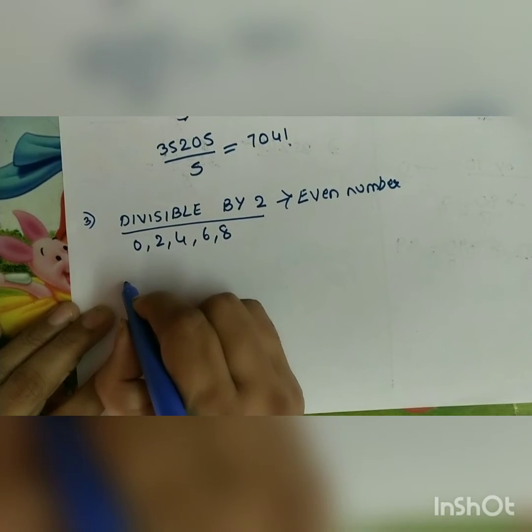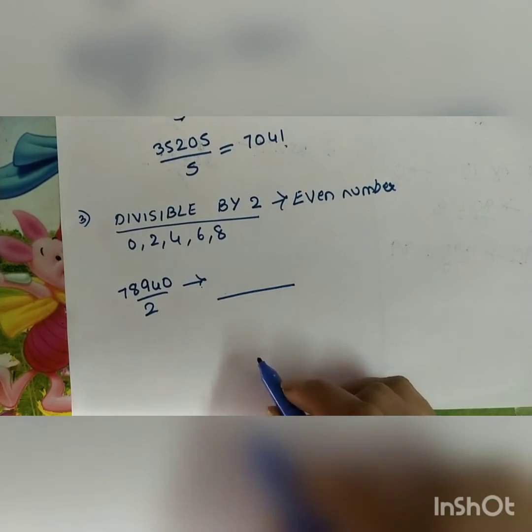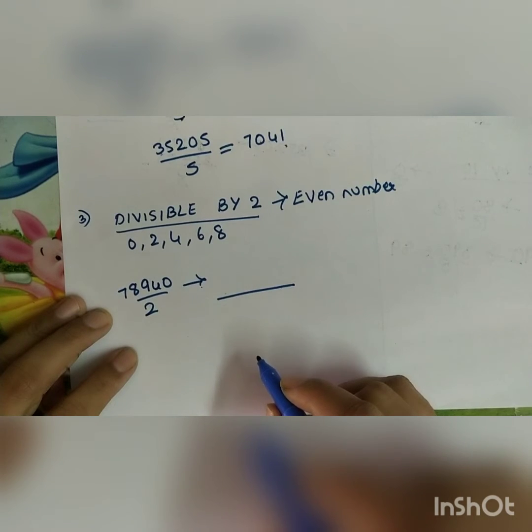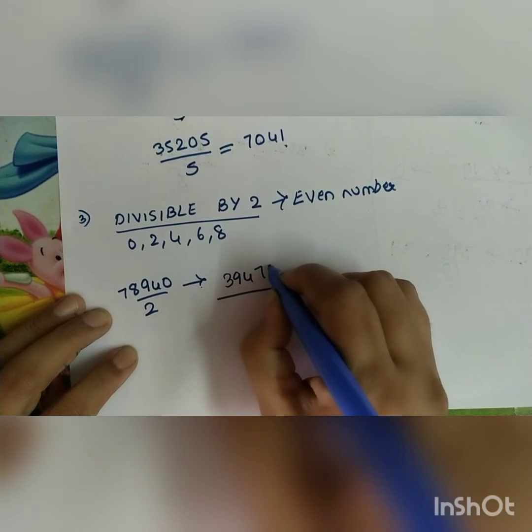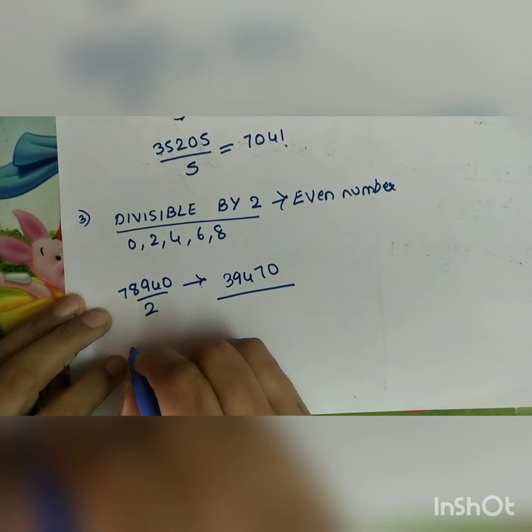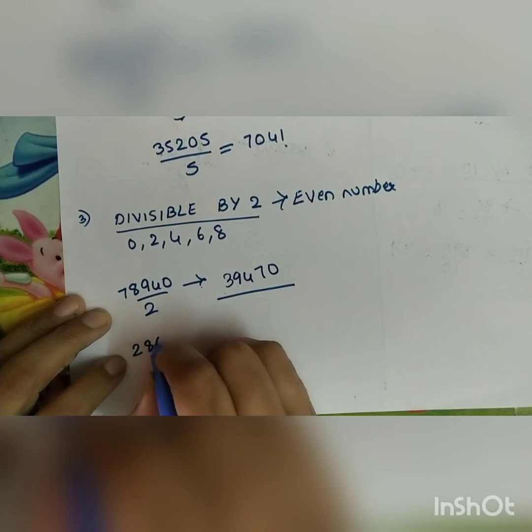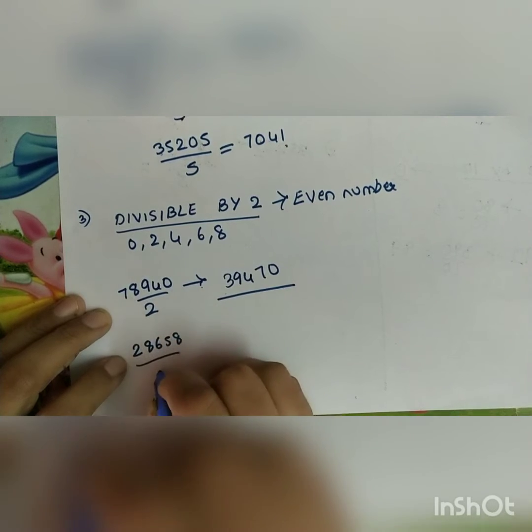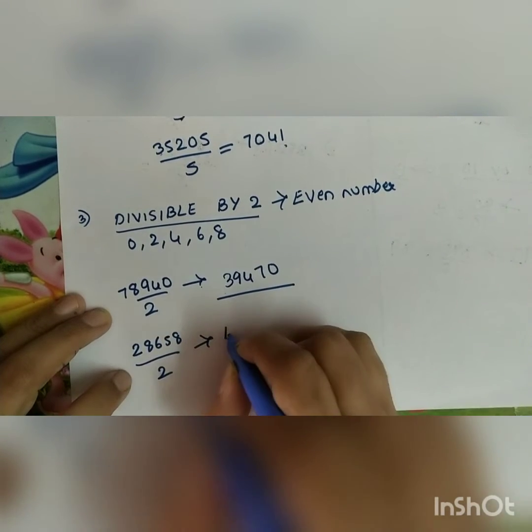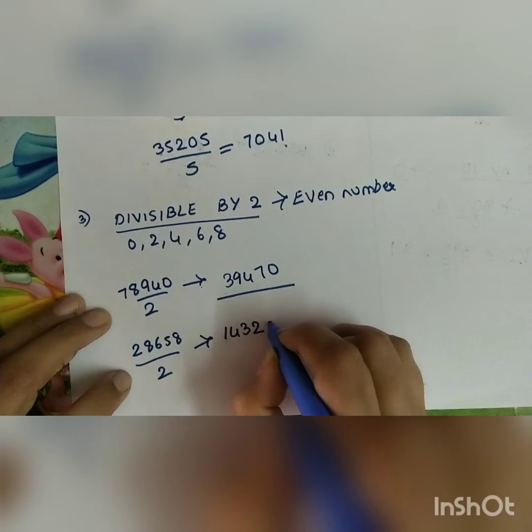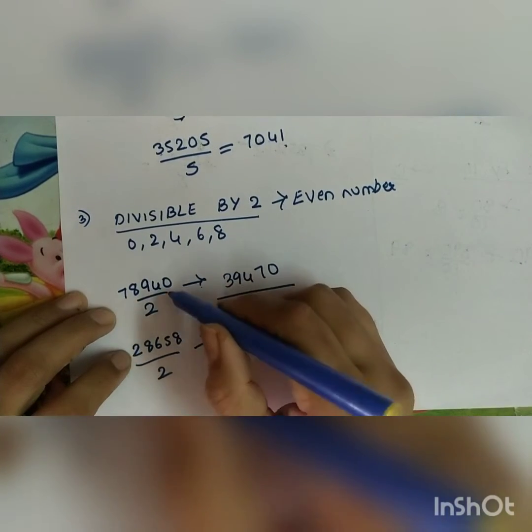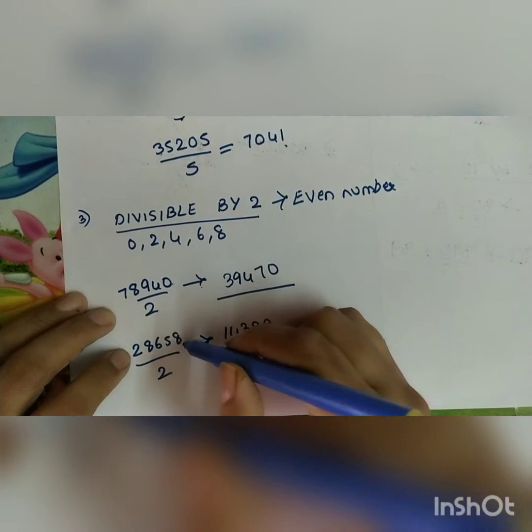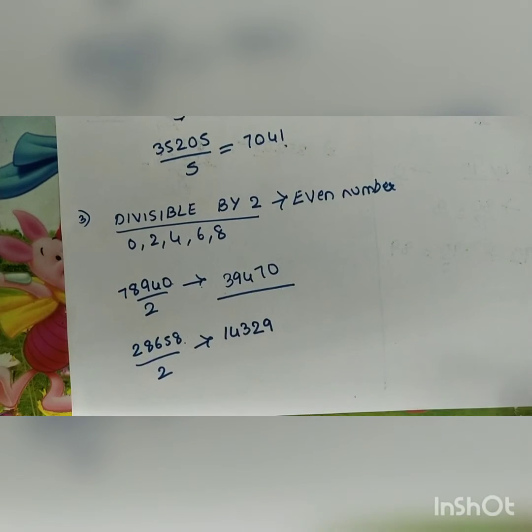Let's consider an example here: 78940. When I divide it by 2, I get the answer 39470. Similarly, for another example, 28658, when I divide it by 2, I get the answer 14329. So we can say that these two numbers, which are even numbers ending with 0 and 8, are divisible by 2.